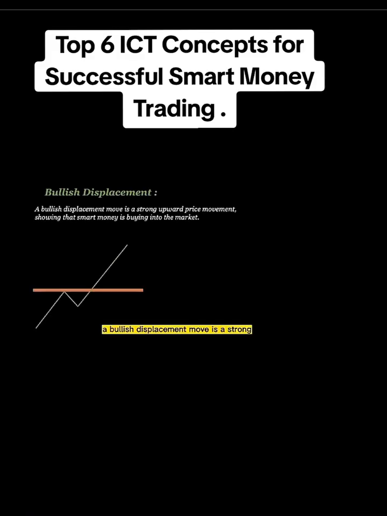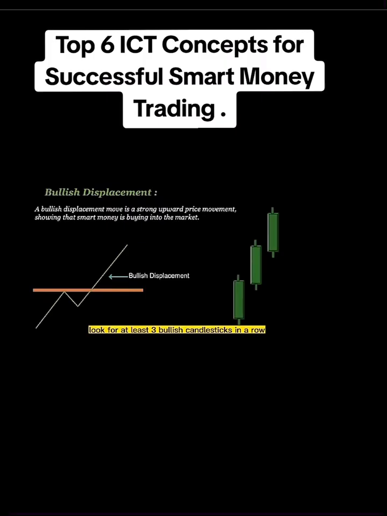A bullish displacement move is a strong upward price movement, showing that smart money is buying into the market. To recognize a bullish displacement move, look for at least 3 bullish candlesticks in a row.